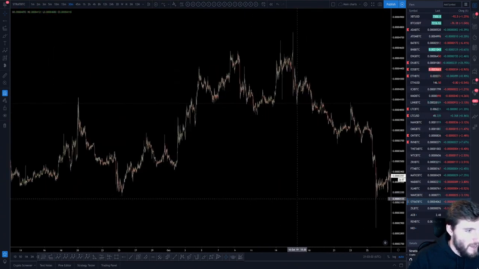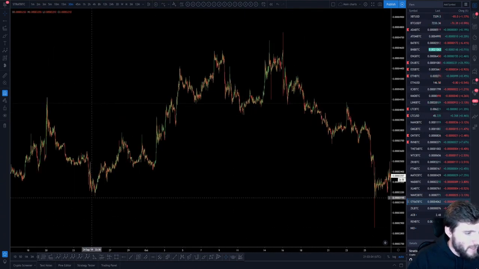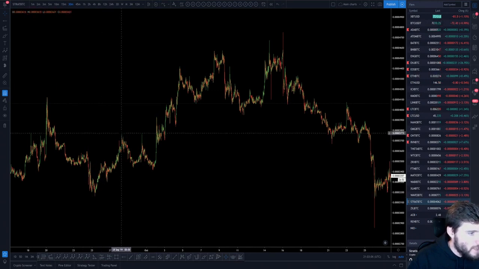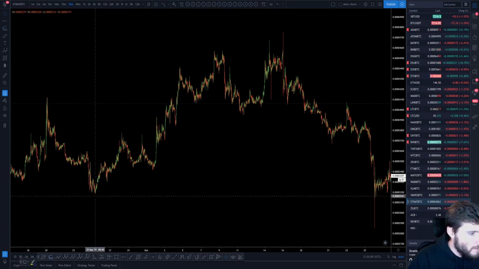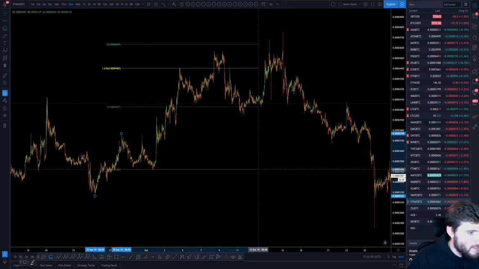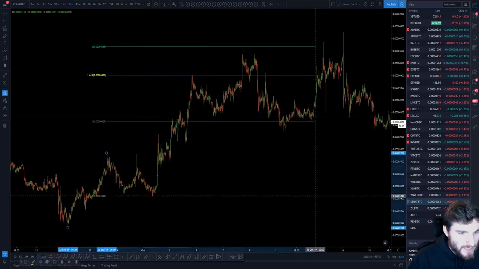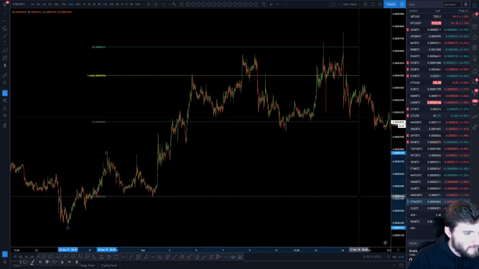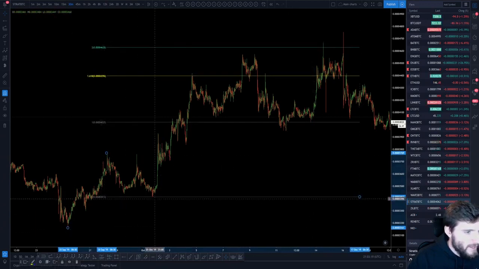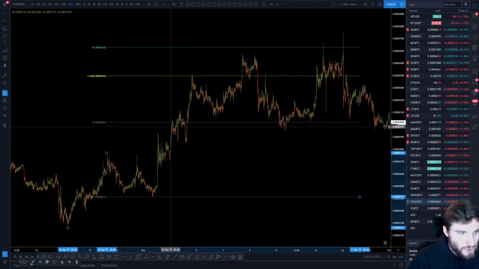Last example I'll do here, from low to high, low to high to higher low. Oh, that's pretty nice as well. So this is Stratus coin. Low, high, higher low. You can see the reactions here at the 1-to-1.